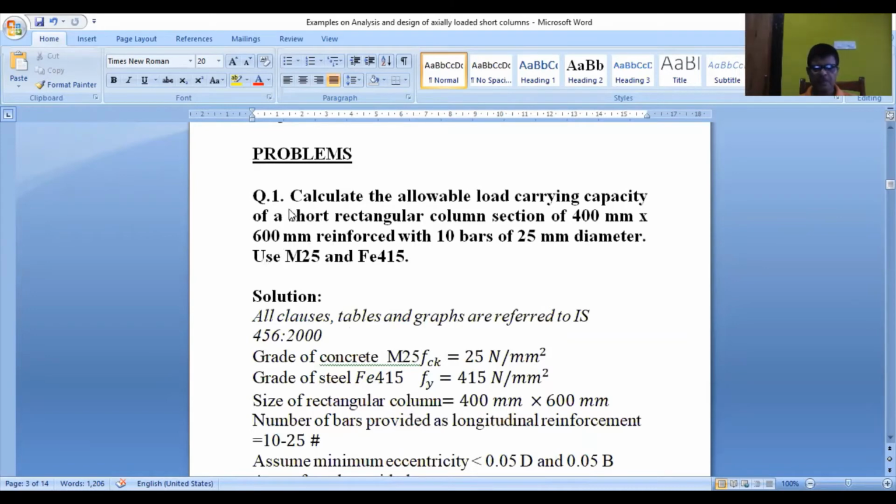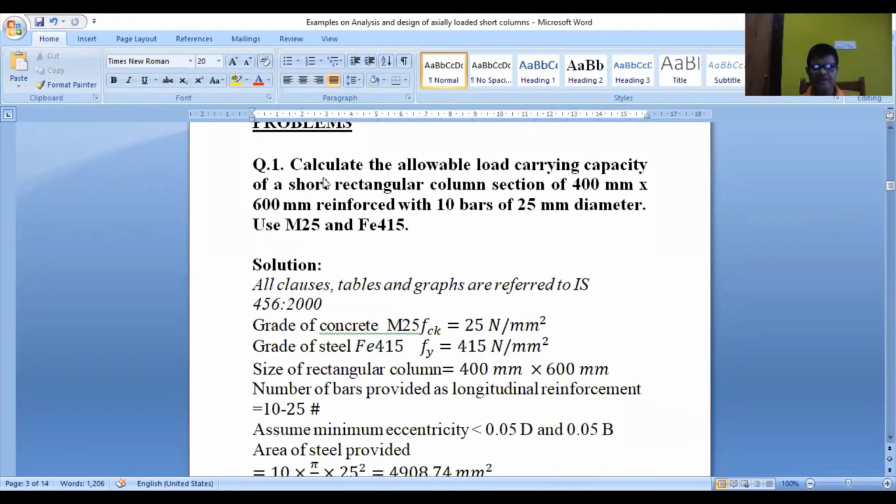In the analysis problem, in the first problem, what is given? Calculate the allowable load carrying capacity. Allowable load carrying capacity is generally the ultimate load carrying capacity divided by the factor of safety. Factor of safety for load is generally 1.5 for the live load and dead load. So calculate the allowable load carrying capacity of a short rectangular column section of 400 mm into 600 mm. That means the dimension is given, so you can find the gross area, 400 into 600. Reinforcement is 10 numbers of 25 mm diameter.